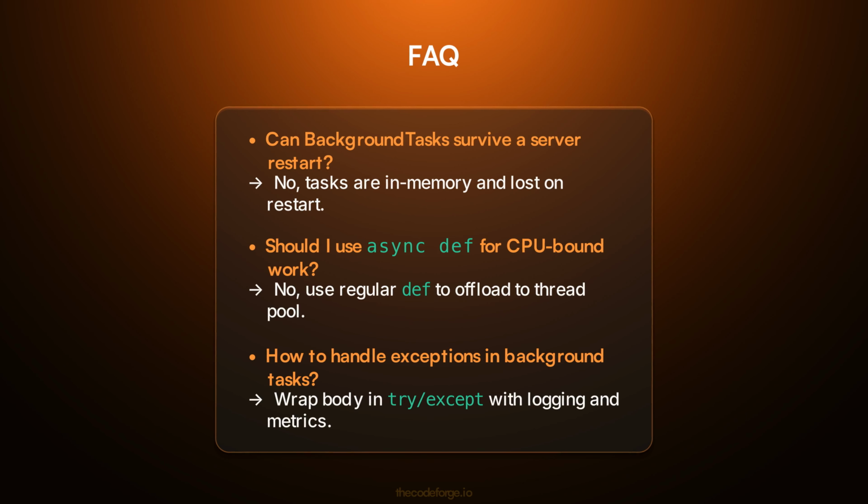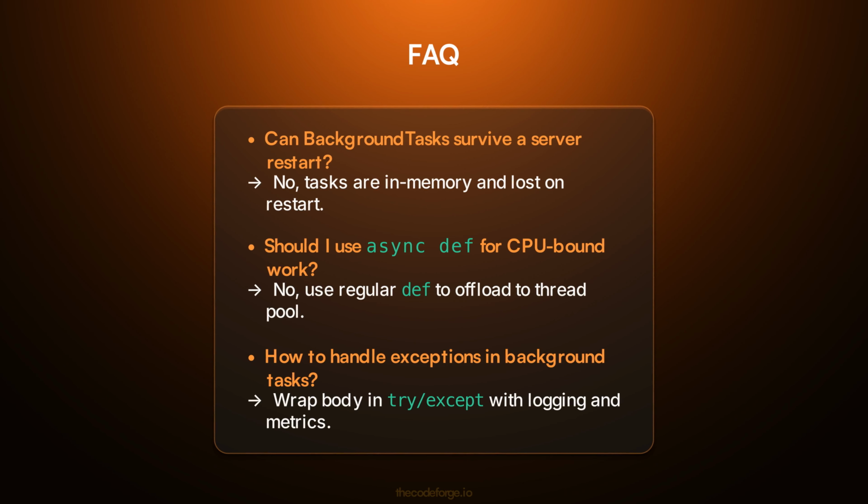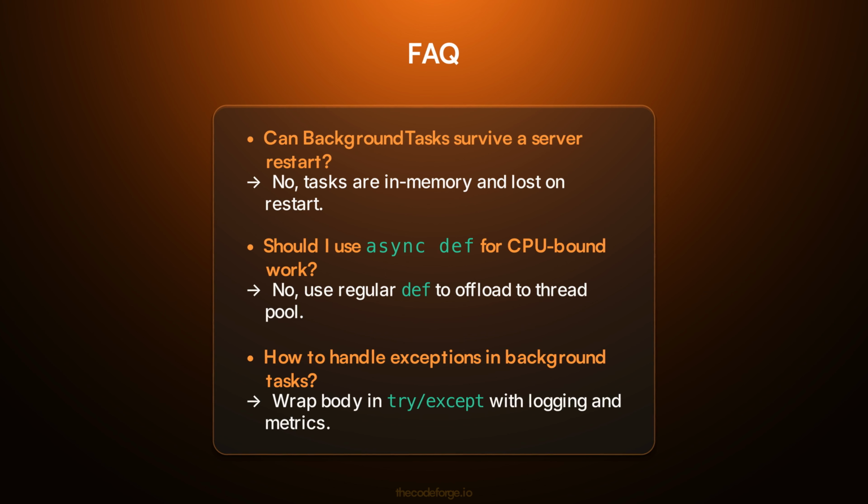And a few frequently asked questions. Can BackgroundTasks survive a server restart? No, tasks are in memory and lost on restart. Should I use async def for CPU-bound work? No, use regular def to offload to threadpool. How to handle exceptions in BackgroundTasks? Wrap body in try-except with logging and metrics.